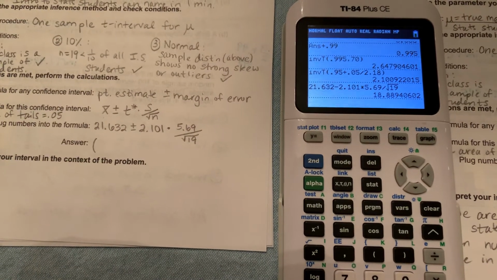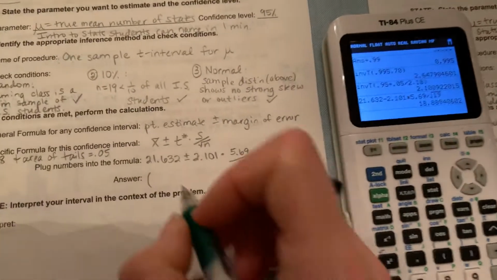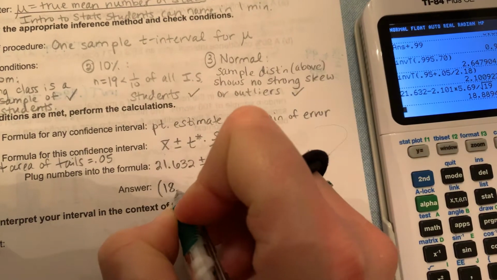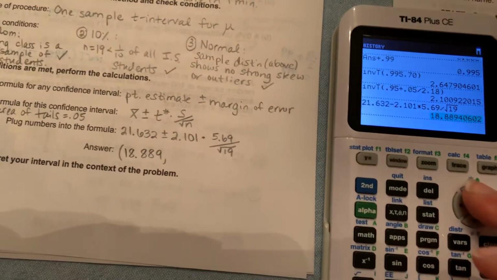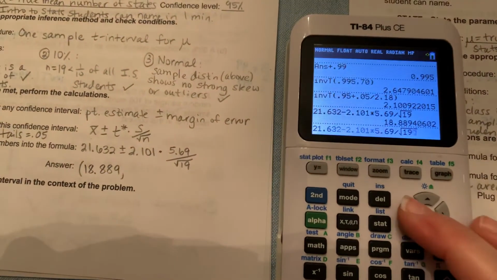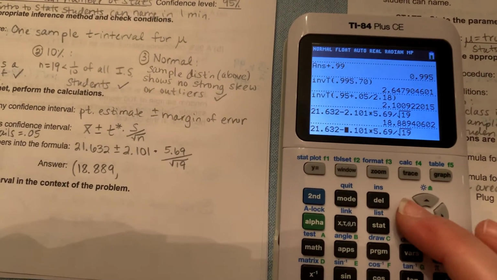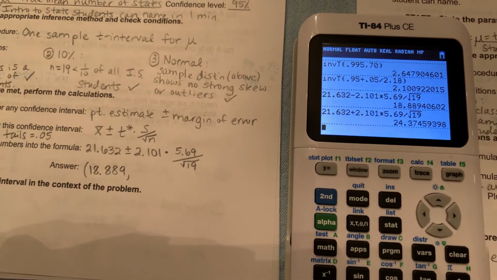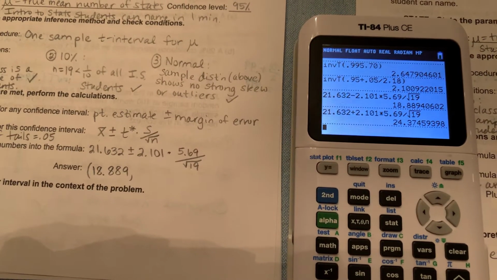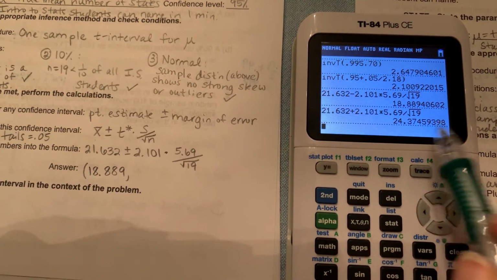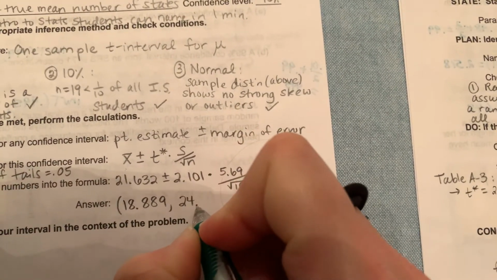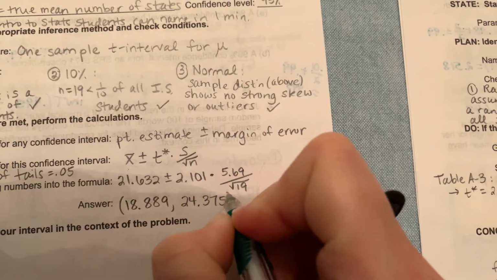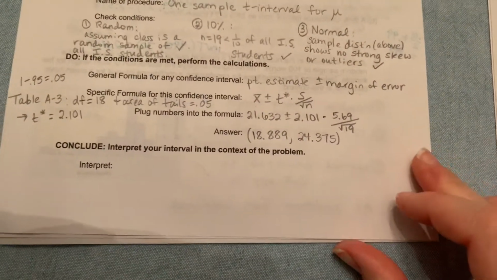All right, so I get 18.889 as my lower confidence interval limit. And now I do that same calculation, except I go in and change my minus sign to a plus sign. Okay, 24.37, and if I round to 3 decimal places, I get 375. So 24.375. There you go, there's my confidence interval.